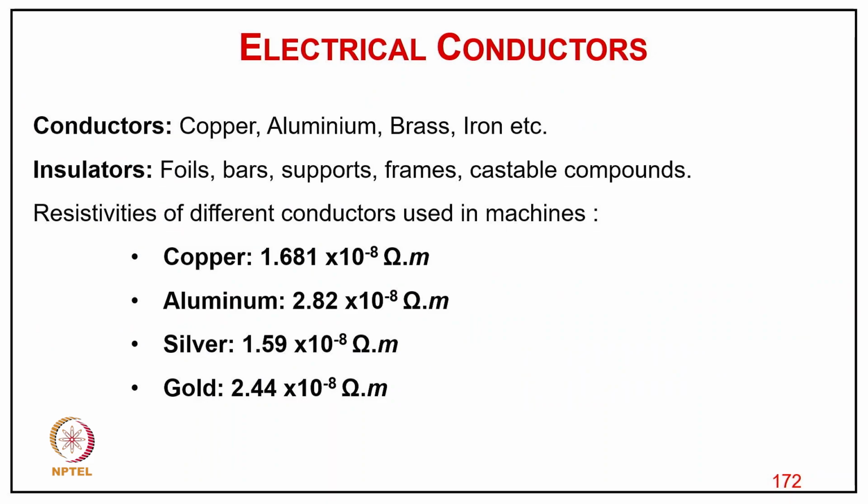And insulators we use fiber bars, support frames, castable compound. And for resistivity of different conductor materials, typically copper is the lowest, followed by aluminum, and silver has the highest, and then gold lies in between.